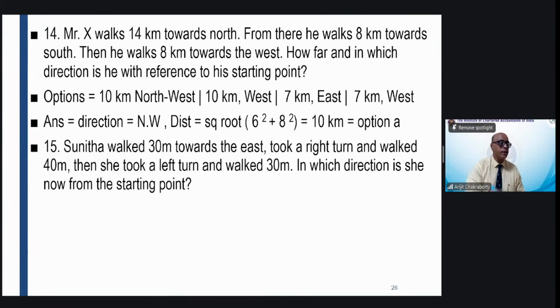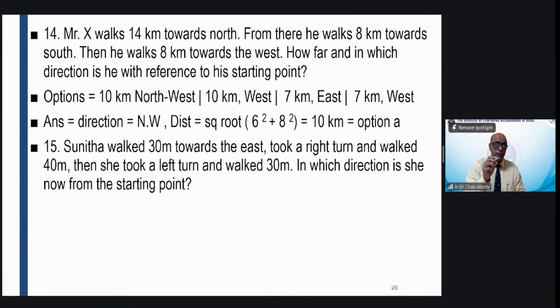Question number 15, we are taking Sunita walking 30 meters towards the east. East के तरफ she is going 30 meters towards the east, यानी right side. Took a right turn. East में जाने के बाद right turn and walks 40. 30 meter east, फिर 40 meter right turn यानी south.